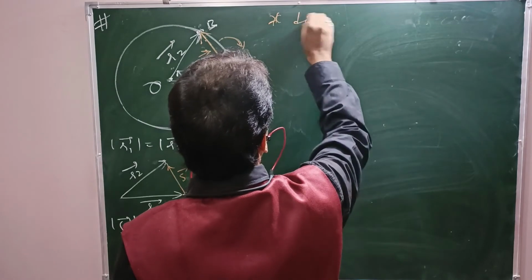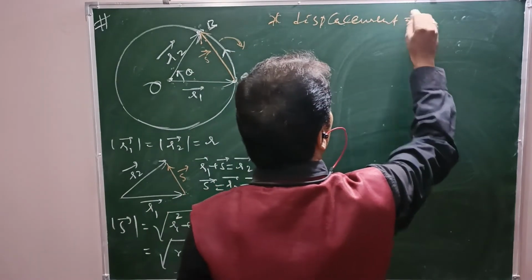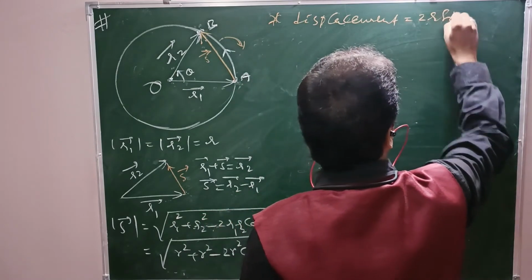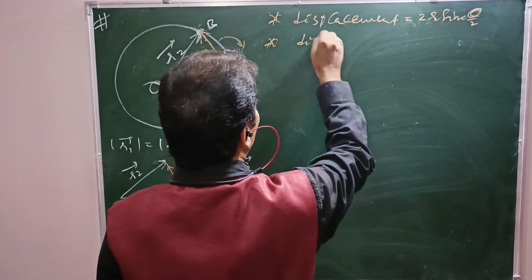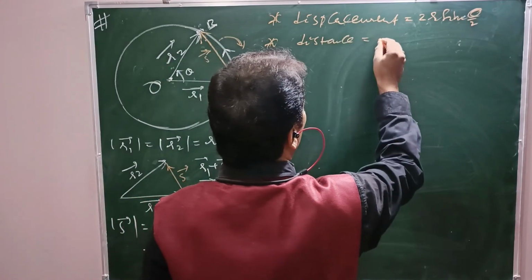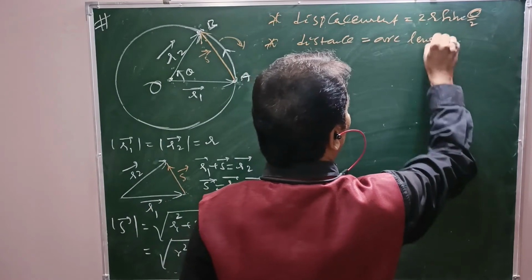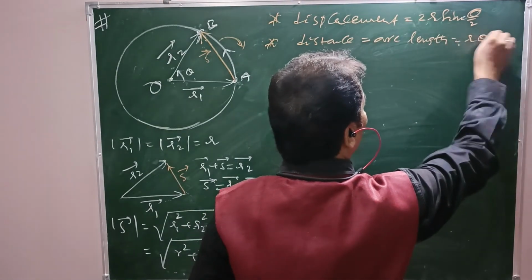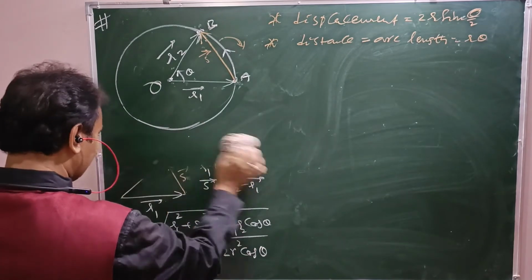What is the displacement? Displacement equal to r sin theta by 2. What is the distance? Distance equal to arc length, that is r theta. Now let us see.